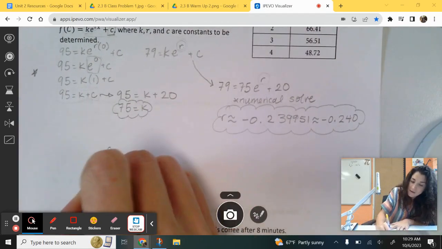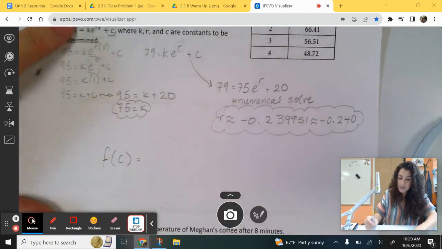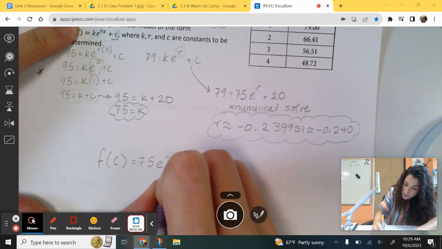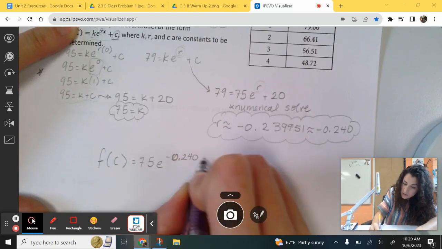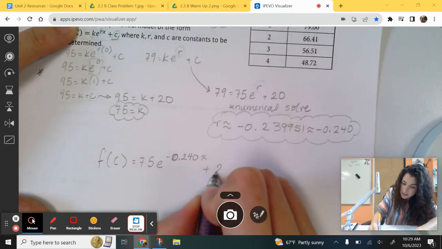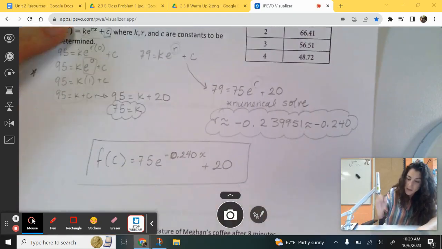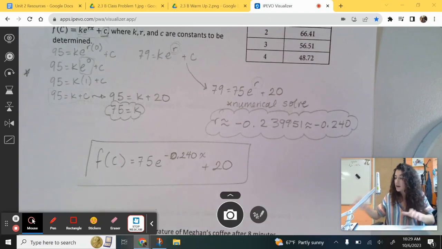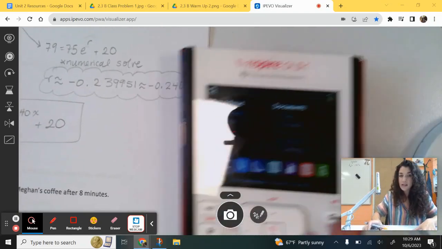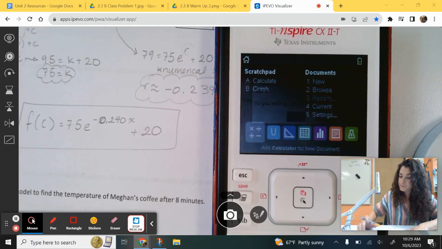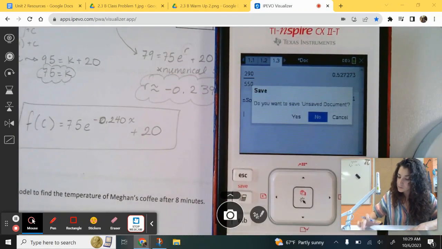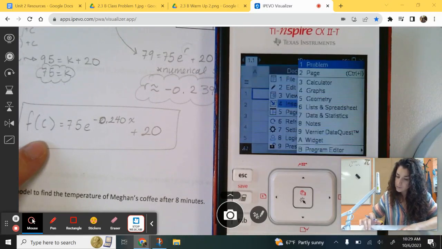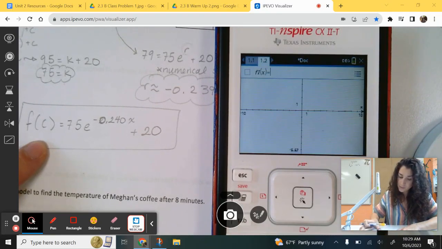So f of c equals 75 e to the negative 0.240 x plus 20. Boom. If you also wanted to do one further step to check, a really great way to check is you could graph it.